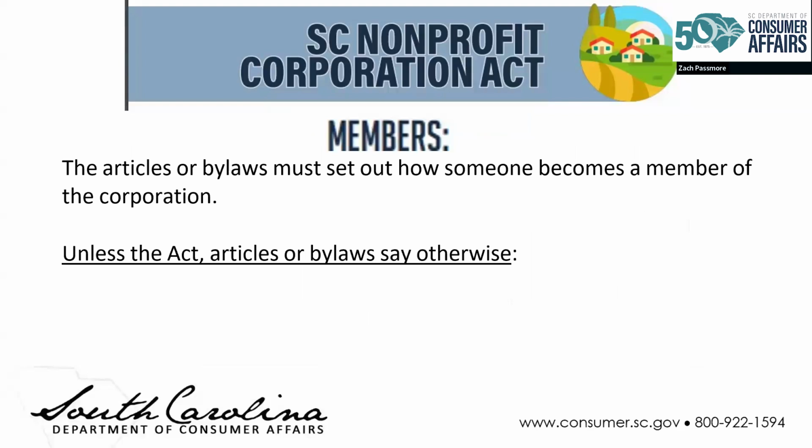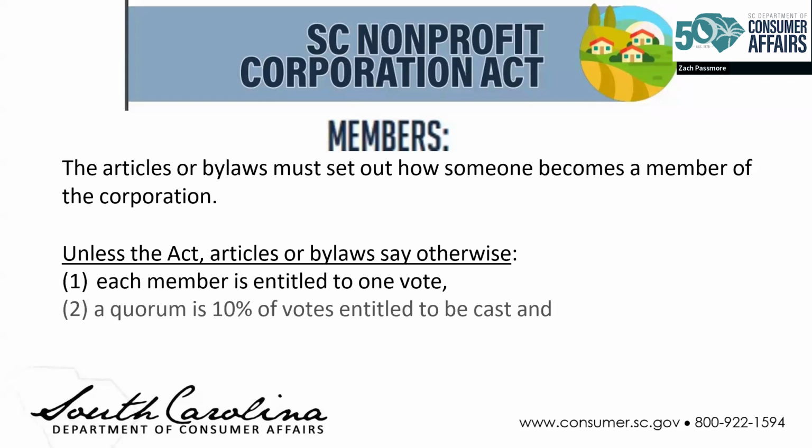Under the Nonprofit Corporation Act, the articles or bylaws of the nonprofit corporation must set out how someone becomes a member of the corporation. Now, unless the act, articles, or bylaws say otherwise, each member is entitled to one vote. A quorum is 10% of votes entitled to be cast, and proxies are allowed. Now, it's important to note that depending on your particular HOA that's set up as a nonprofit, these rules can be different because, like the slide says, the articles and the bylaws could set up other requirements.